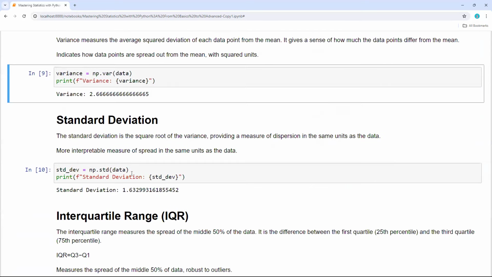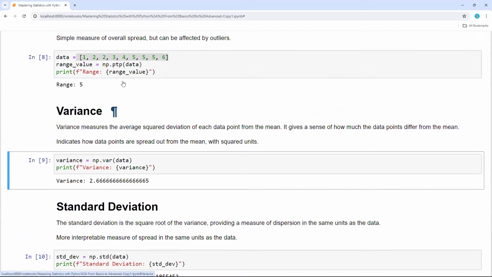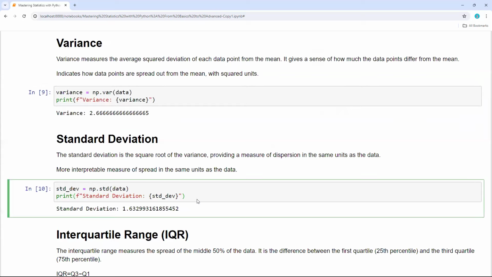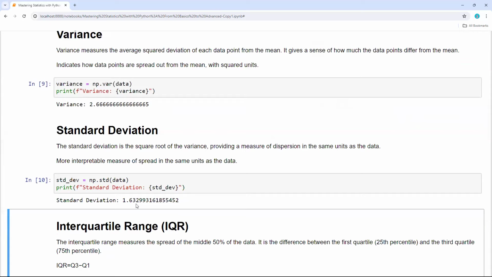And if I wanted to calculate the standard deviation of my given data, the formula is np.std. Std is for standard deviation, then data, then my standard deviation is 1.632. So this is how we can calculate the standard deviation.